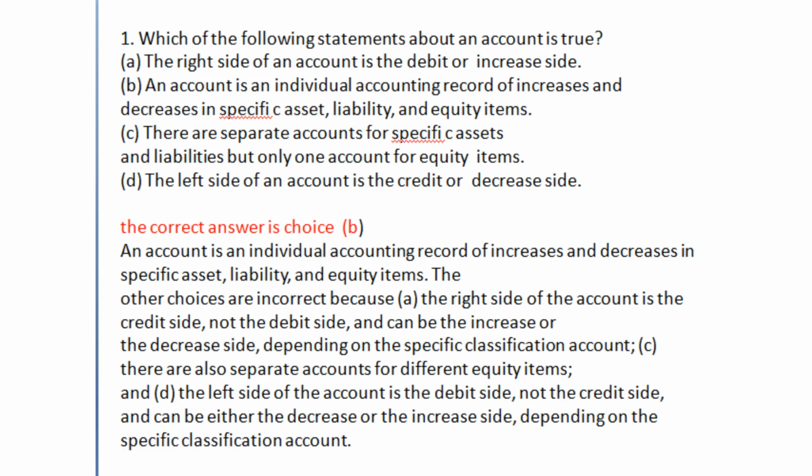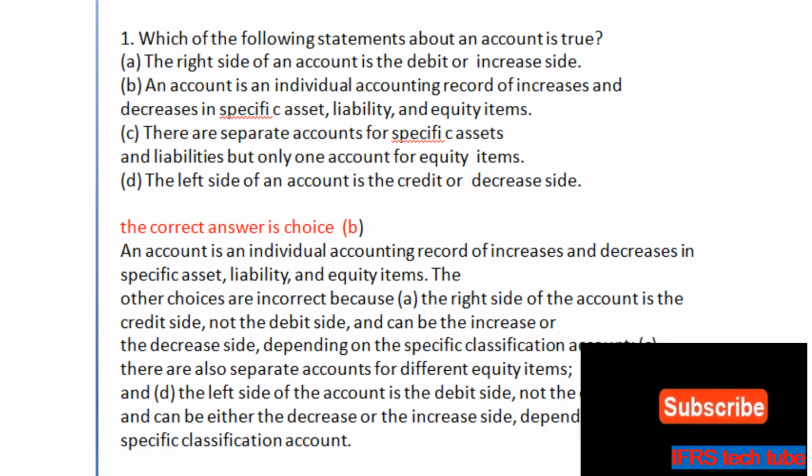A. The right side of an account is the debit or increase side. B. An account is an individual accounting record of increases and decreases in specific asset, liability, and equity items. C. There are separate accounts for specific assets and liabilities but only one account for equity items. D. The left side of an account is the credit or decrease side.